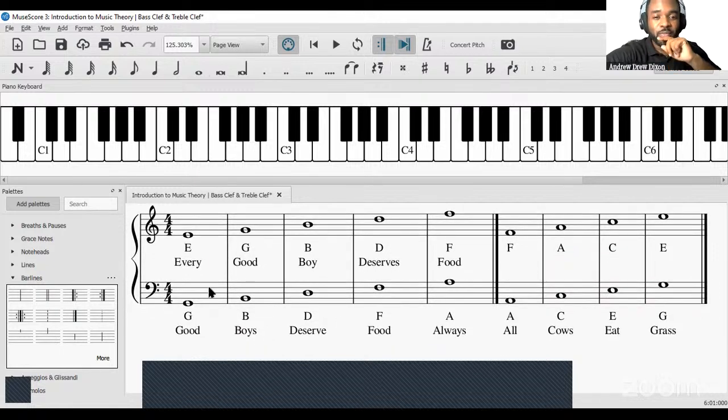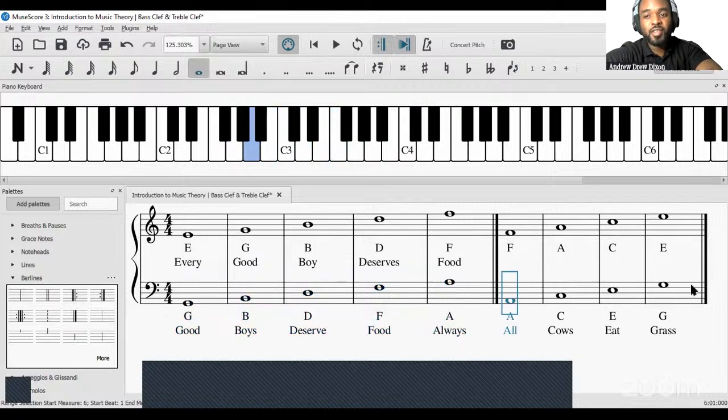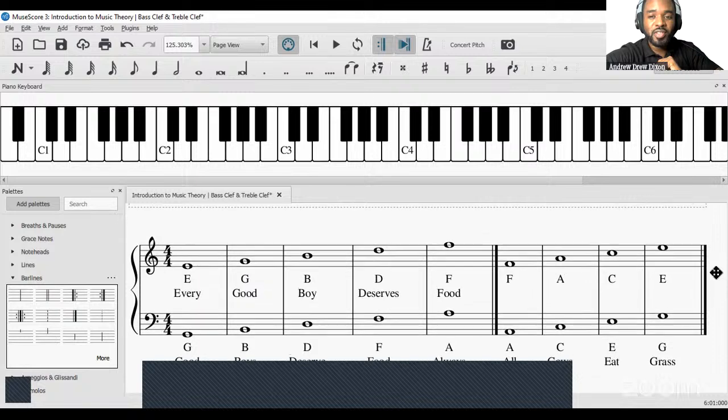Now, let's recap the lines of the bass clef, which is usually played by the left hand. G, B, D, F, A. And the spaces of the bass clef, did I get that right this time? The spaces of the bass clef are A, C, E, G, which stands for all cows eat grass, just to help you to remember that. All right, so I need you to study that in preparation for our next session.